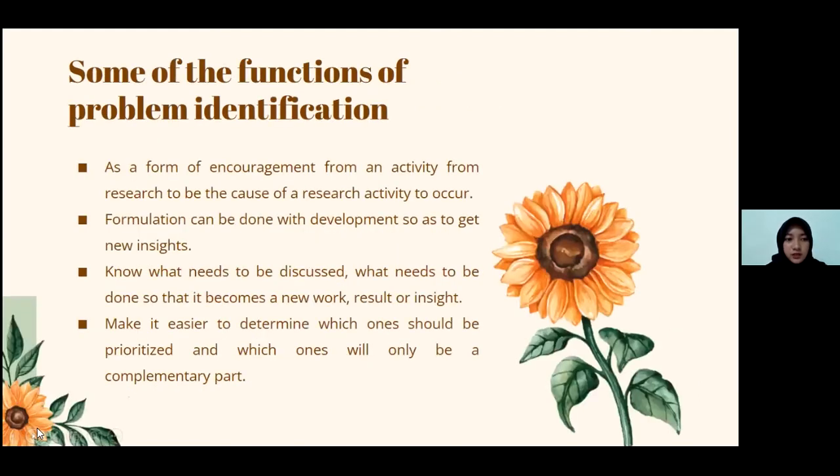Some of the functions of problem identification: number 1, as a form of encouragement for a research activity, being the cause of a research activity to occur. Number 2, formulation can be done with development so as to get new insight. Number 3, what needs to be discussed, what needs to be done so that it becomes a new work, result, or insight. Number 4, make it easier to determine which one should be a priority and which one will only be a complementary part.